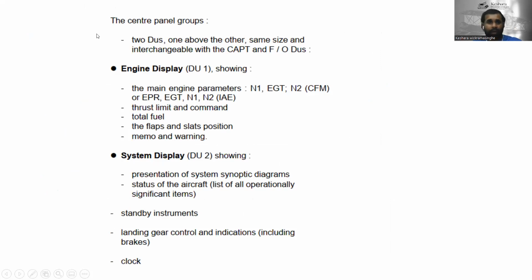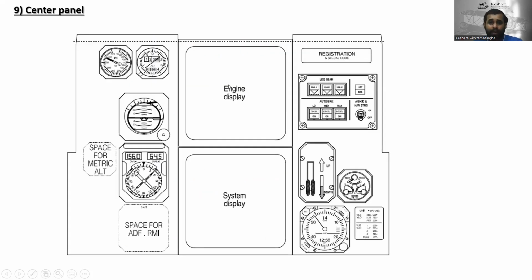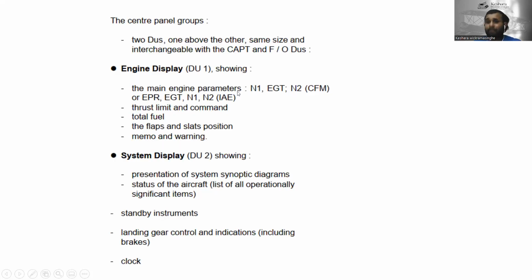Okay. All right. See, the center panel groups two displays, one above the other, same size and interchangeable with the captain and first officer displays, right? So engine display DU1 shows the main engine parameters. It means N1, exhaust gas temperature, and N2, for CFM. It means for the CFM engine, they are using N2, right? And the IAE V2500 engines, they are using engine pressure ratio also, right? So EPR, engine pressure ratio, exhaust gas temperature, N1, N2, right?